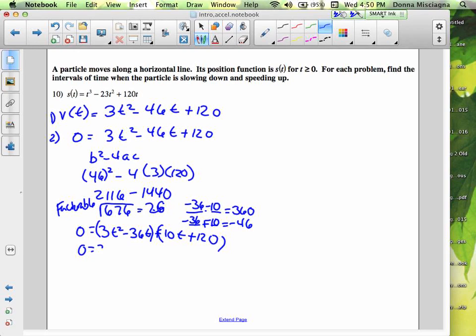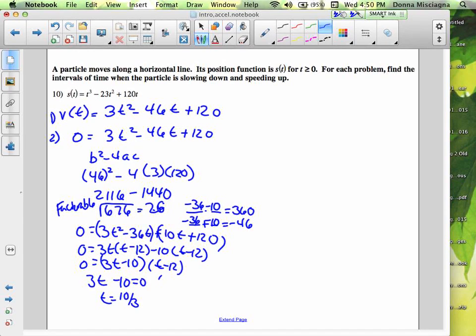So 0 equals 3t(t minus 12) and negative 10(t minus 12). So we have (3t minus 10)(t minus 12), which means these are critical values for us. If 3t minus 10 equals 0, t is 10 thirds, and t is 12. So these are the times when our velocity equals 0. Okay, those are critical points.